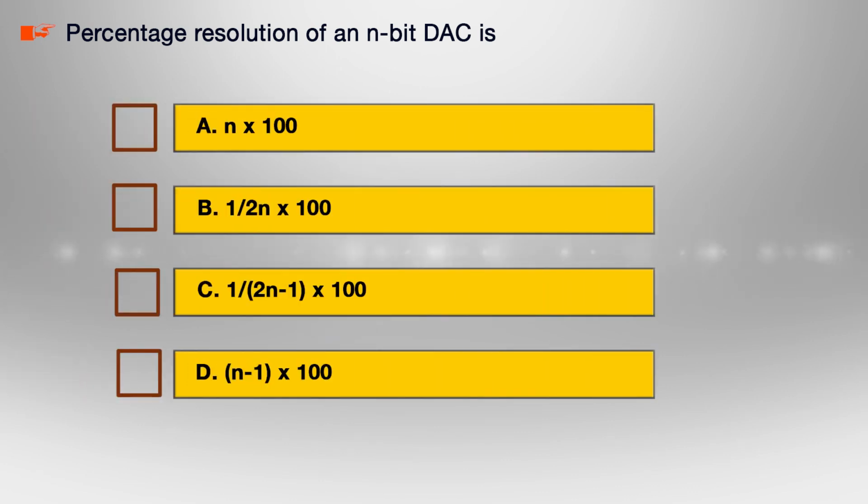Let us have some review questions. Percentage resolution of an n bit DAC. So, recall the formula, we got an equation: percentage resolution is equal to 1 by (2 to the power n minus 1) into 100. So, the correct answer is C.